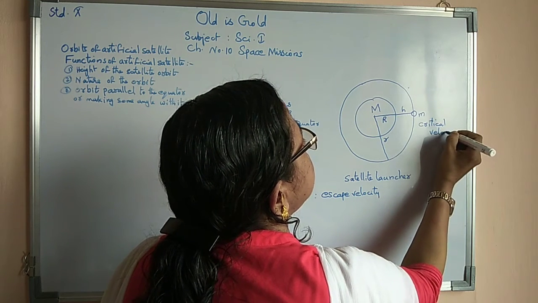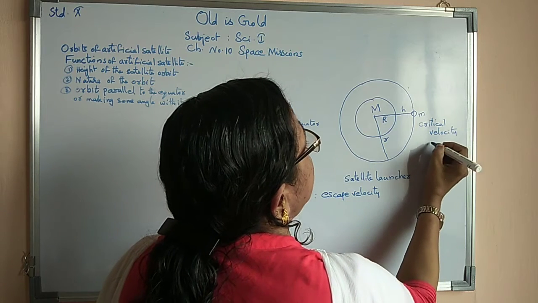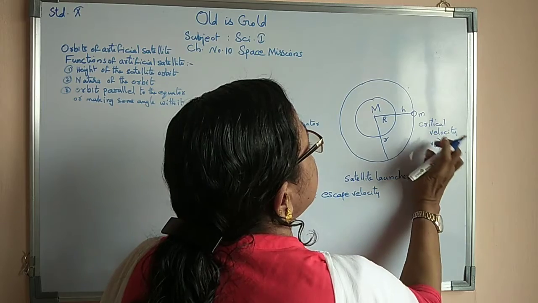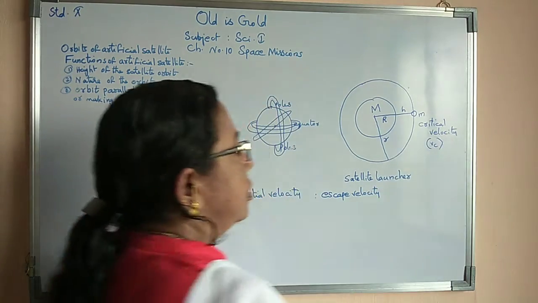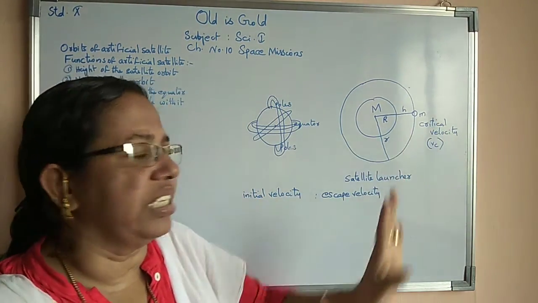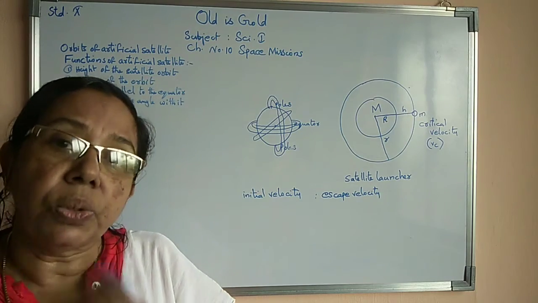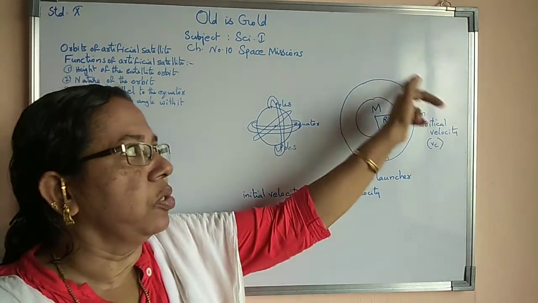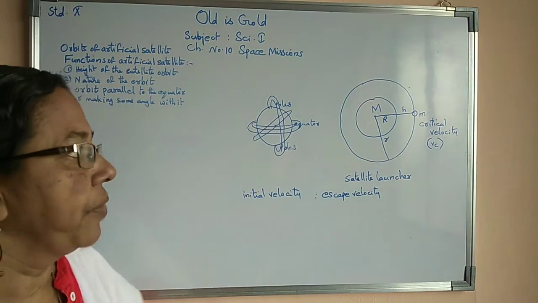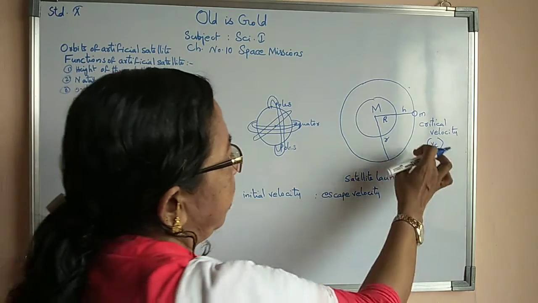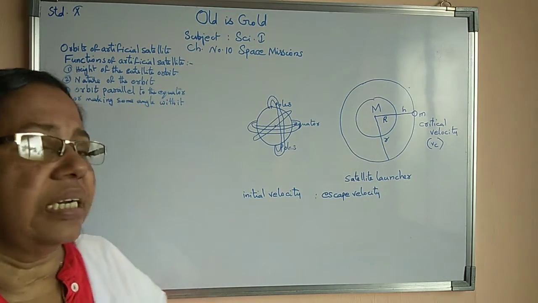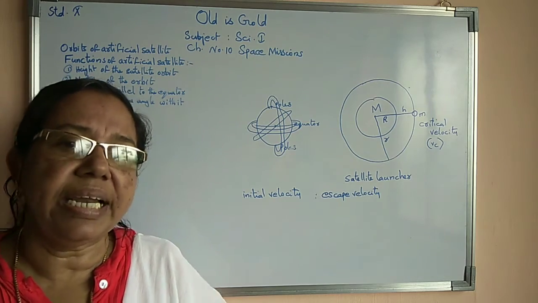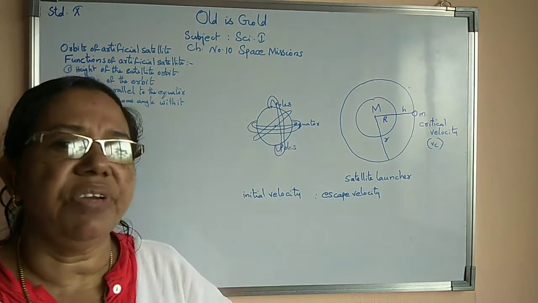Critical velocity, which we represent by small vc. That is the critical velocity. The velocity which is given to the satellite, with that velocity the satellite can revolve around the earth. Now here we need to derive the critical velocity of a satellite. Whichever satellite we are sending, its critical velocity we need to find out.